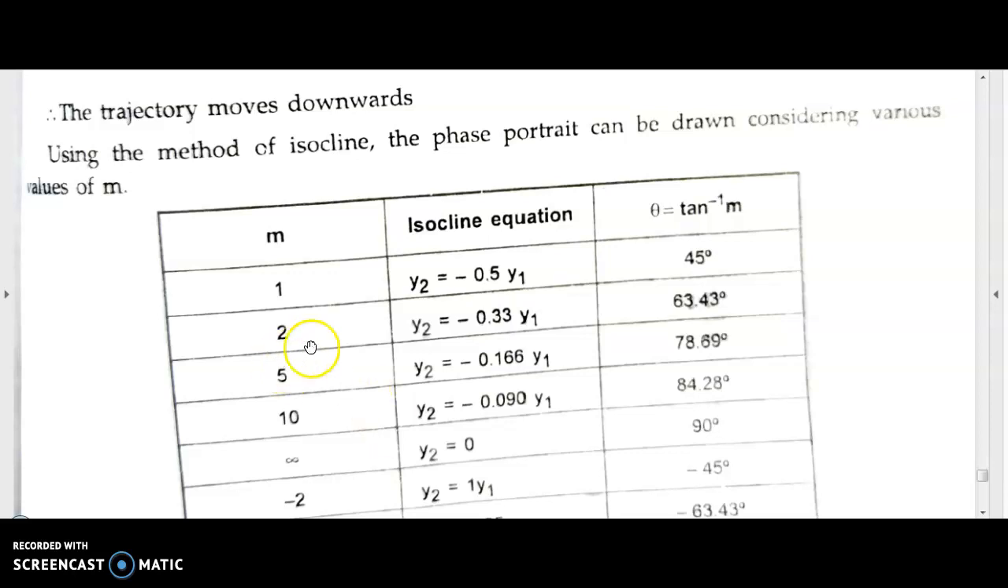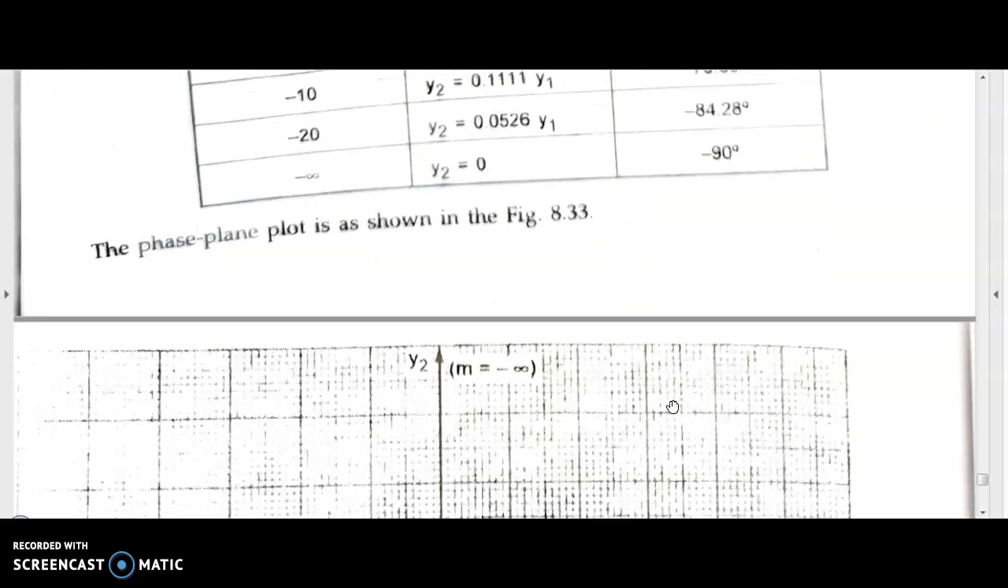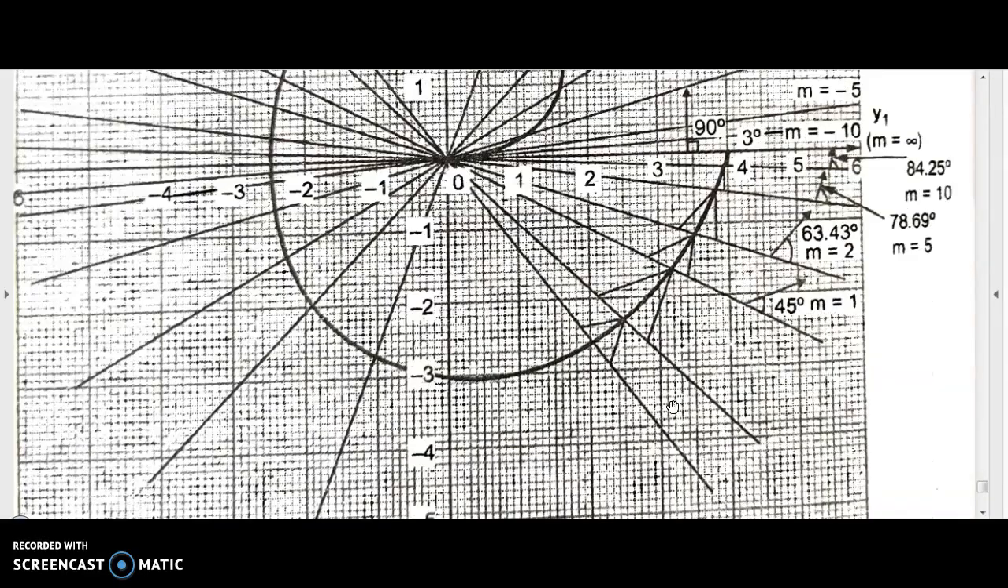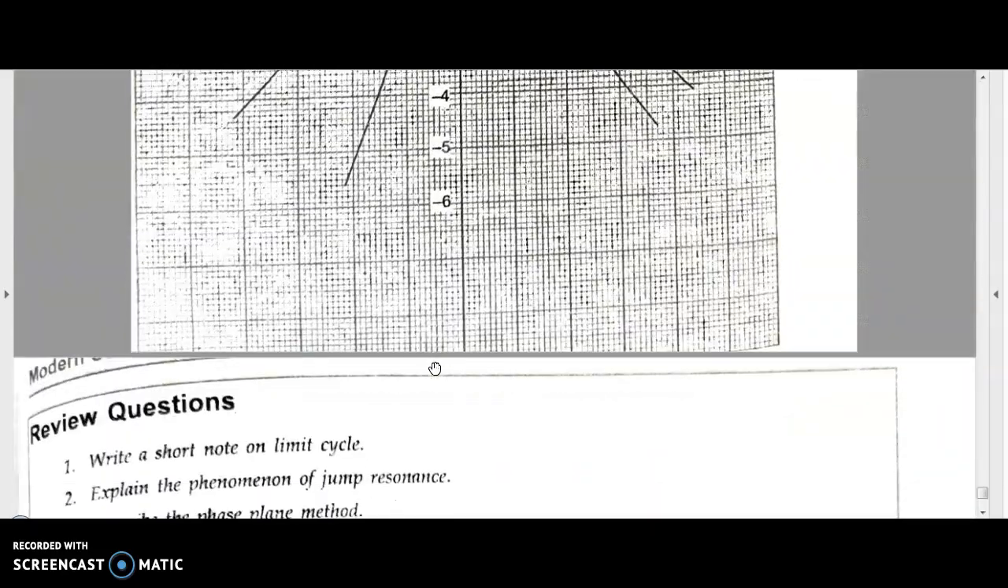Substitute m equal to 1, m equal to 2 in that equation and you will get the y2 values and theta values. So this is the graph with respect to that angle. These are the slopes m1, m2, m3 and angles in the phase plane. In the phase plane this is the phase portrait, that is the trajectory.